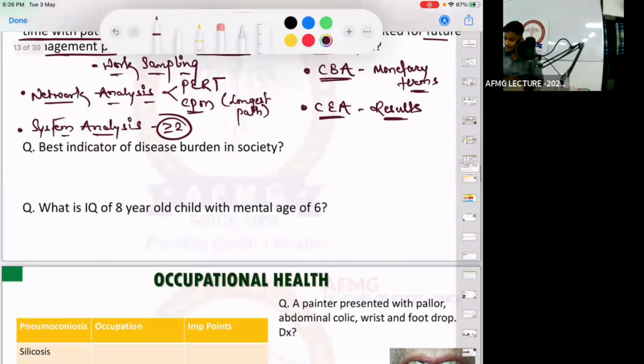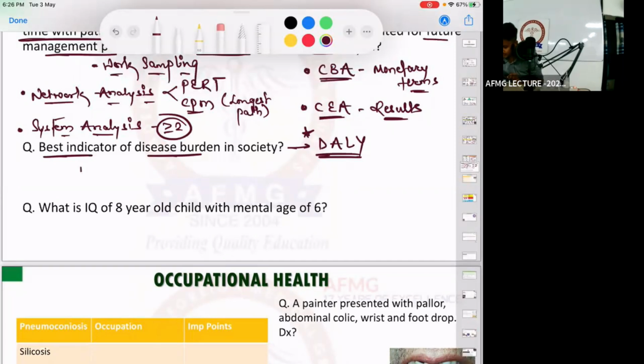Okay. Now, the best indicator of disease burden in a society is DALY. This is a one-liner. The best indicator of disease burden in society is the disability adjusted life year. What is DALY? Disability adjusted life year. So a patient was diagnosed with cancer at 50 years of age and he lived till 80 years of age. So the years he spent with disability or cancer are termed as DALY. So disability adjusted life years is known as DALY, and the best indicator of disease burden in society is DALY.